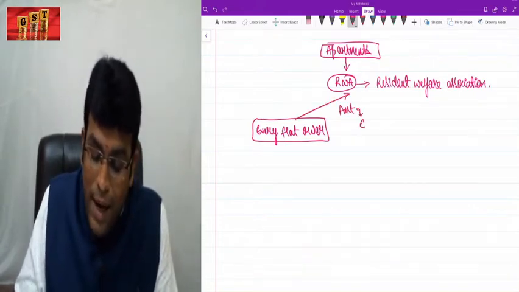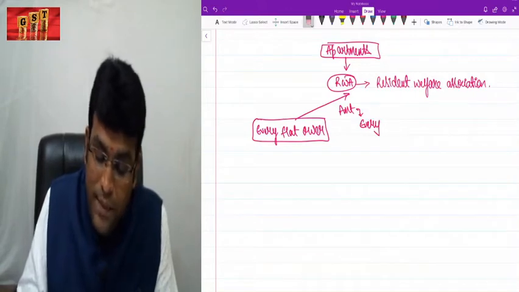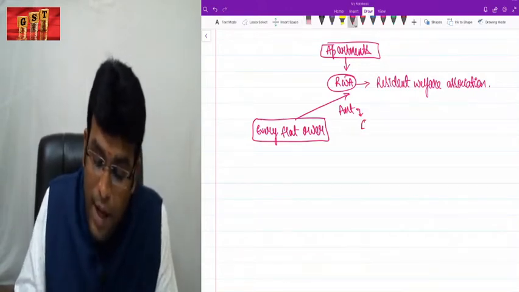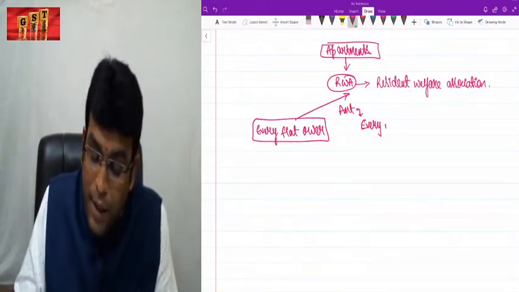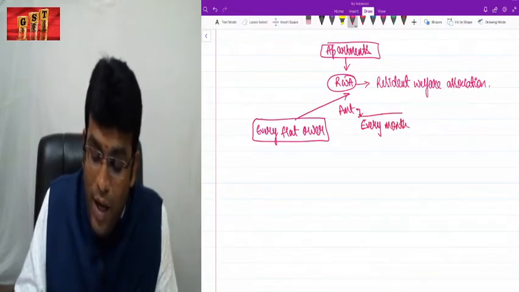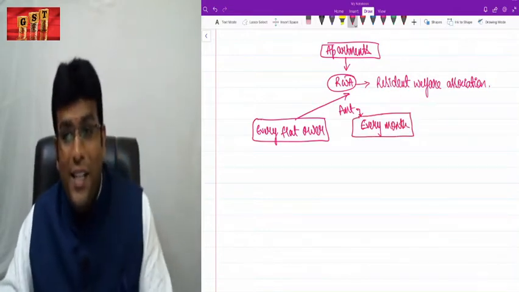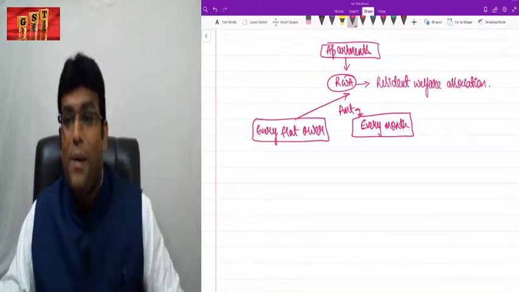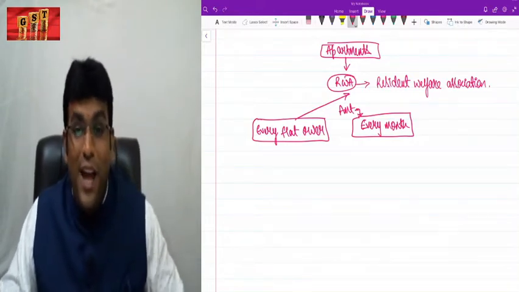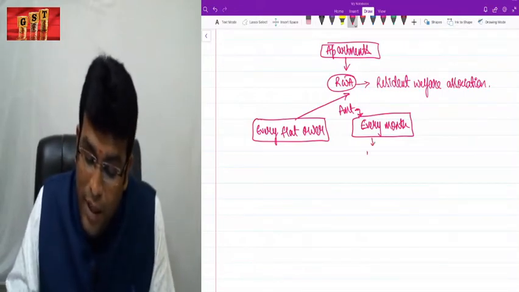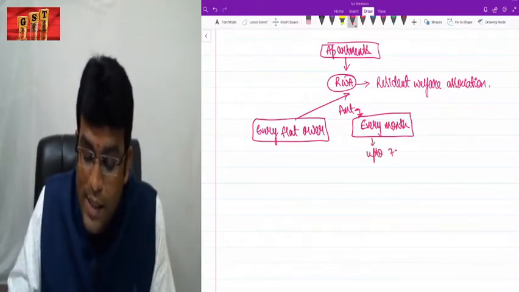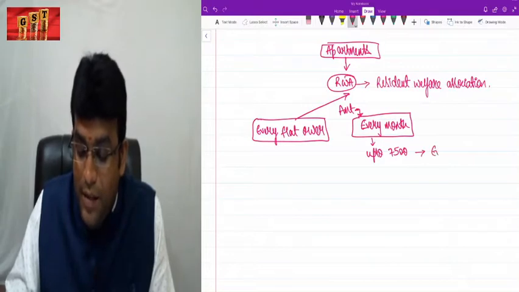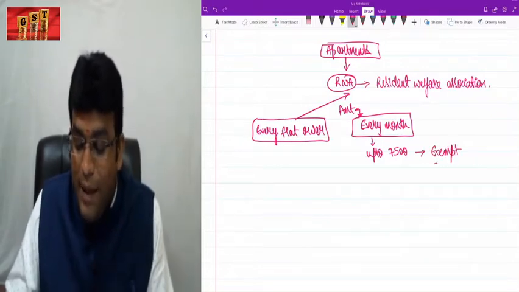They have to pay the amount every month, my dear friends. I repeat one more time, they have to pay the amount every month to RWA, where RWA stands for Resident Welfare Association. So every month they have to pay some amount to the Resident Welfare Association, and what they told is, if what you are paying every month is up to 7,500, then it is straight away exempt, my dear friends.